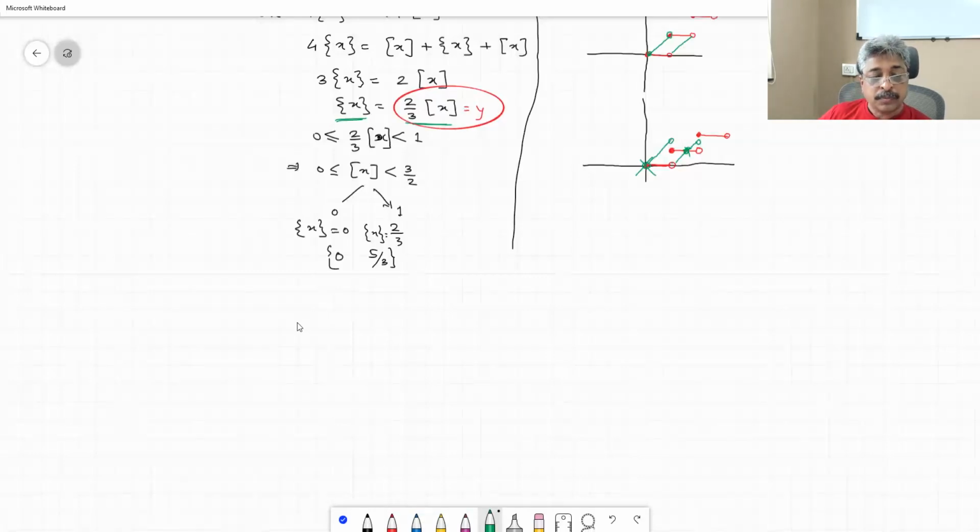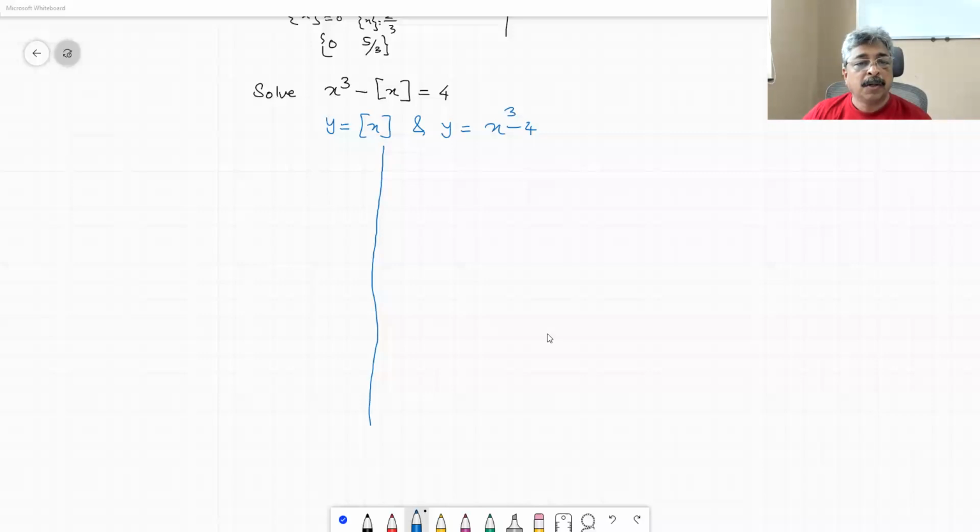Solve x cube minus greatest integer x is equal to 4. Now this problem is good to solve graphically. So what you need to sketch is y is equal to the greatest integer x and y is equal to x cube minus 4.